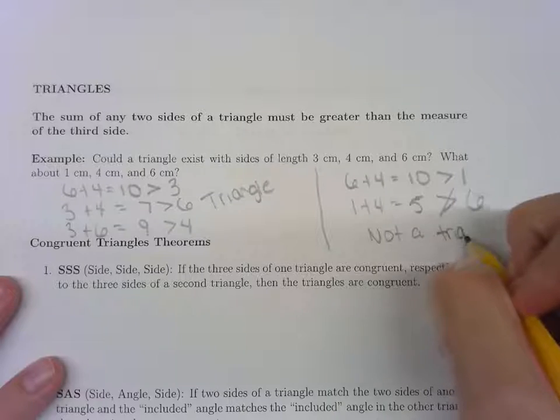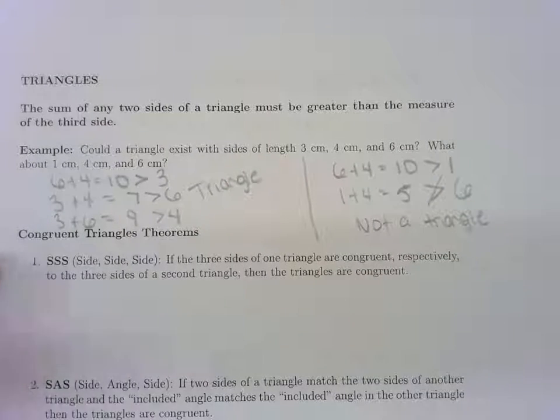Be careful on the SAT. You'd want to check and make sure it could be a triangle first. Again, any two sides of a triangle added together must be greater than the third side. Next we're going to do congruent triangle theorems.